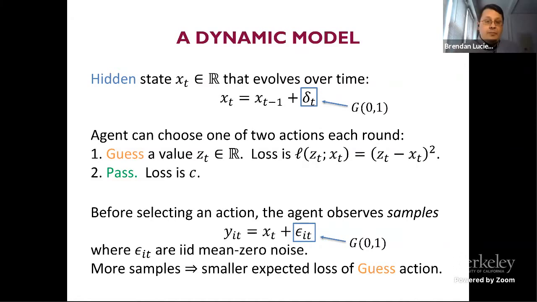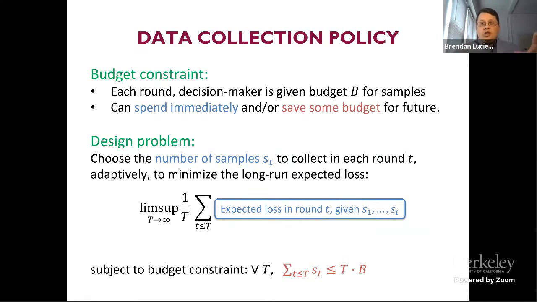To make this interesting, to get at this strategy of acquiring data, we're going to assume there's a budget for getting these samples. Every round I get some budget, and I can either spend it right away or put it in the bank and save it so I can get more samples later. So now my design problem is, how do I choose adaptively how many samples to go out and get every round, subject to these budget constraints, in order to minimize my long run expected loss on average over time? I'm hiding the mathematical formulation of that expected loss, but it's what you would imagine: if I'm doing the optimal decision making every round, given what I know, I want to minimize that loss on average, subject to this budget constraint.